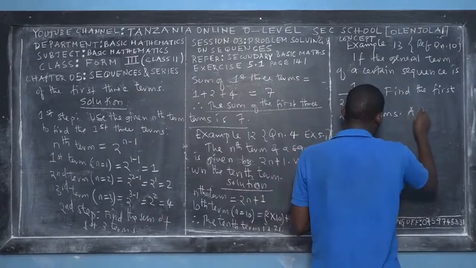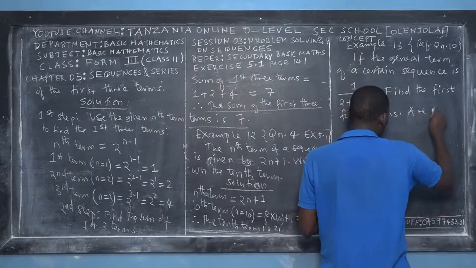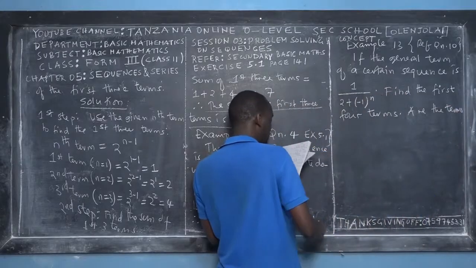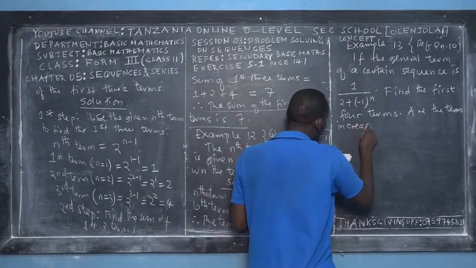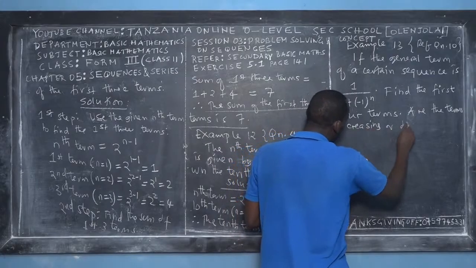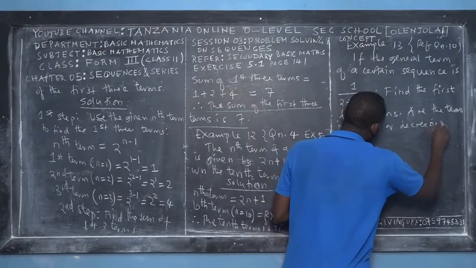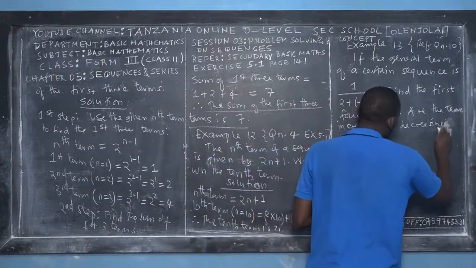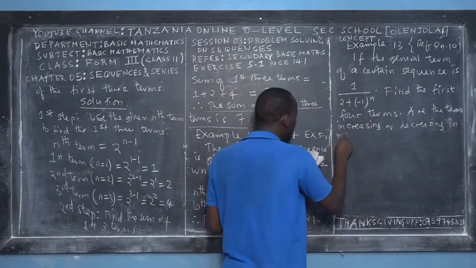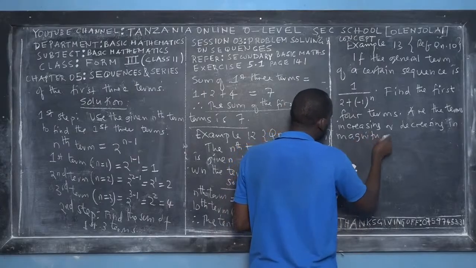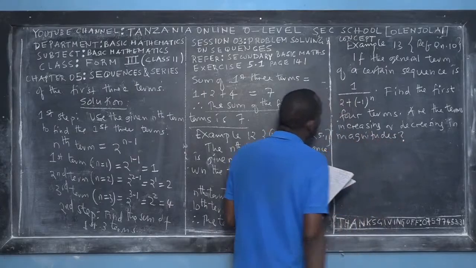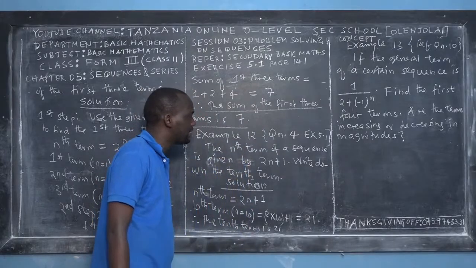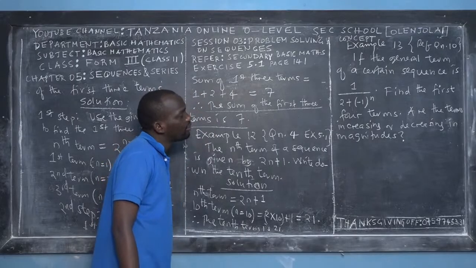And then the next question, which is a little bit conceptual also: are these terms increasing or decreasing in magnitude? That's the question. If the general term of the certain sequence is 1 over 2 plus negative 1 to the power n, find the first 4 terms.